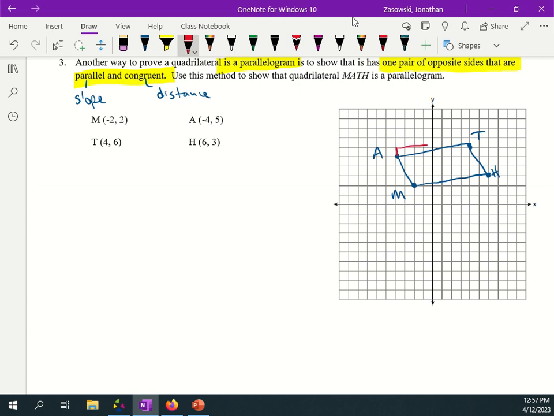So how do I go from A to T? Go over 8 and rise 1. So remember, that means off to the side, we're going to say that the slope of AT is 1/8. And the slope of MH is also 1/8, and because we've said these two numbers and they're the same, what can we now say about those two line segments? They are parallel. Good. And remember, statement, we need a reason.